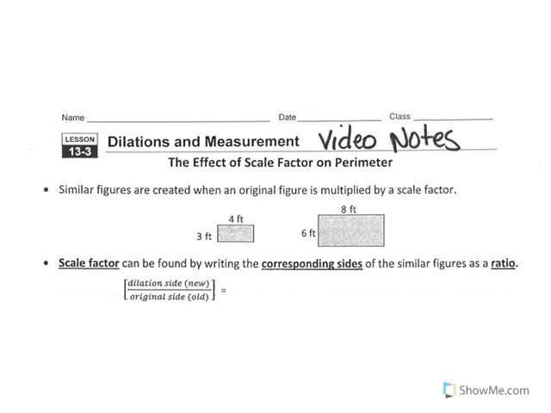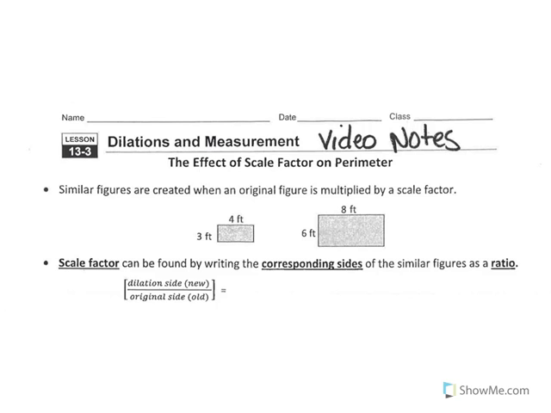This is the last video that we're doing for this chapter on dilations, and for this video we will discuss the effects of scale factor on perimeter and area. We know that similar figures can be created when the original figure is multiplied by scale factor, and we've been talking about that for the past two lessons.